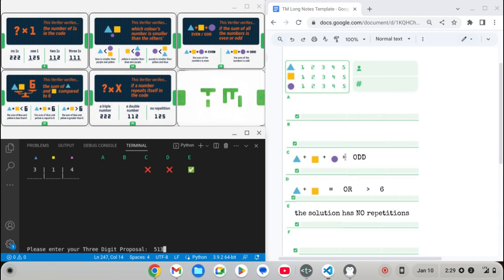Okay, so just to double check, yes, the sum is all odd. I am choosing to see if the sum is equal to 6, and obviously 5, 1, 3 has no repetitions. Okay, well, let's give that a try, and let's see. If I pick a 1 again, that doesn't really tell me what the sum might be.